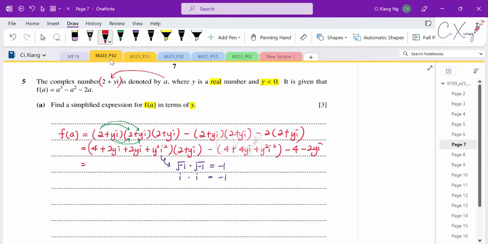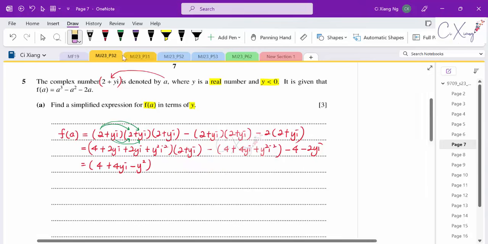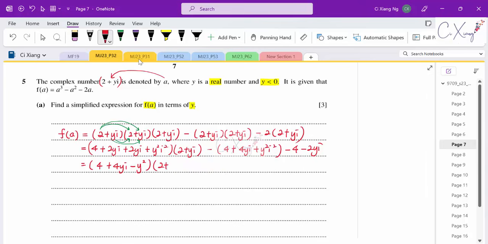If I continue to simplify, I have 4 plus 4yi, then minus y squared, because i squared is -1. Only after that do I put in 2 plus yi. The same thing happens for this one: I have -4 minus y squared, and then plus 4yi, minus 4 minus 2yi. Next we need to further expand it. We have to expand these two brackets here now, so expand slowly.